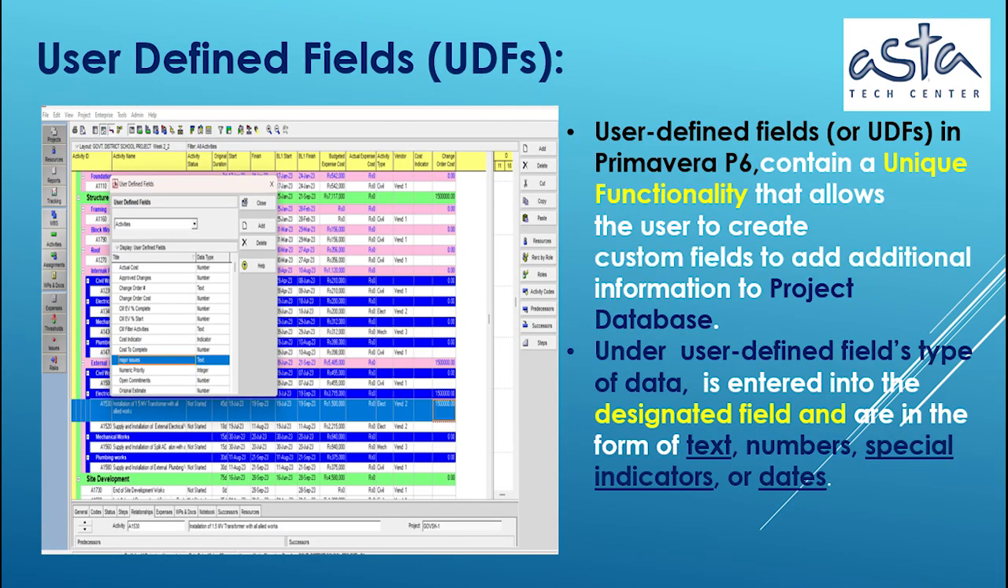User-defined fields, UDFs. User-defined fields, or UDFs, in Primavera P6, contain unique functionality that allows the user to create custom fields to add additional information to the project database. Under user-defined fields, the type of data entered into the designated field is in the form of text, numbers, special indicators, or dates.